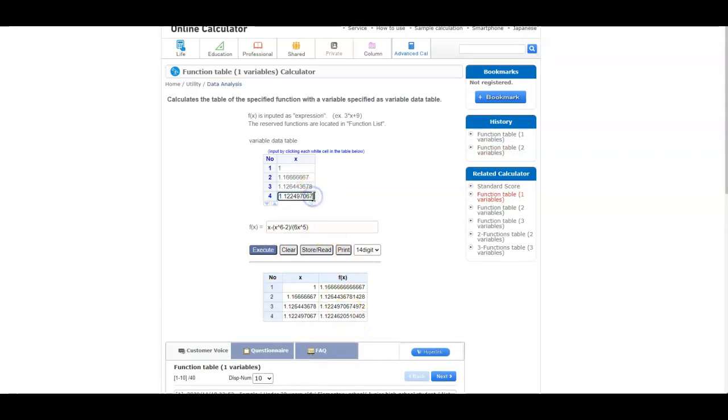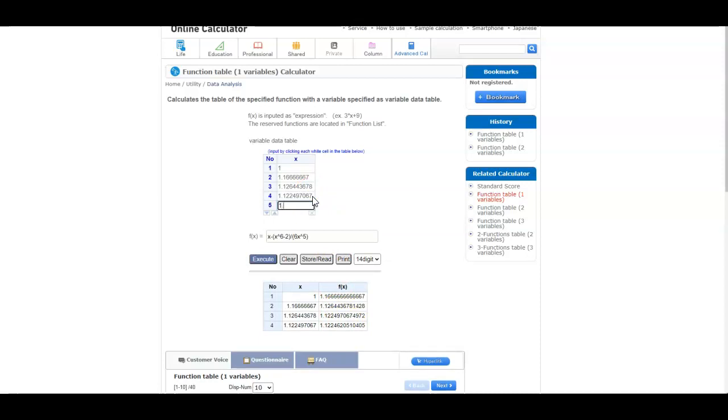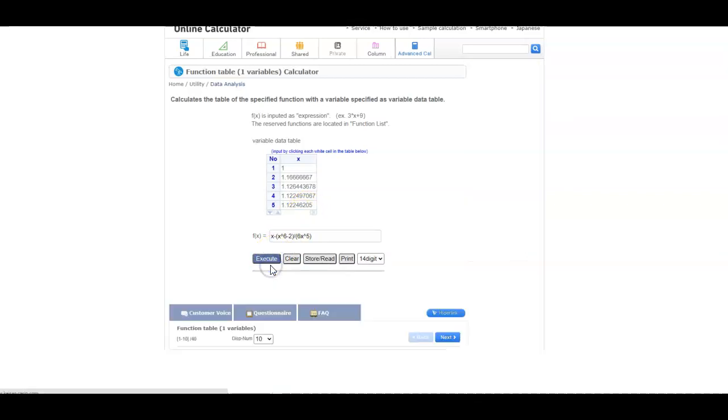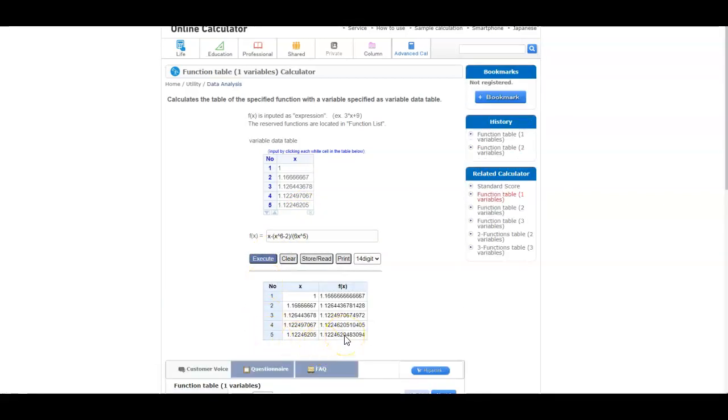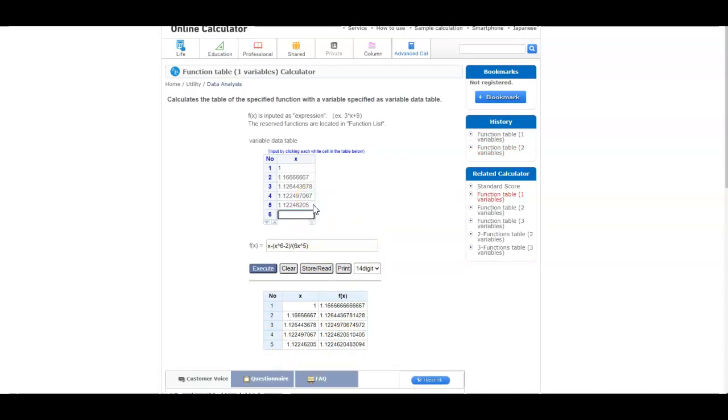So now we're going to go down here and put in 1.122462205, because we rounded that to 8 decimal places. So hit enter and then select execute, and now that gives us the 6th option here, which again is going to give us the same value of 1.122462205. And therefore, those are the values that we got that were similar to what we got there.